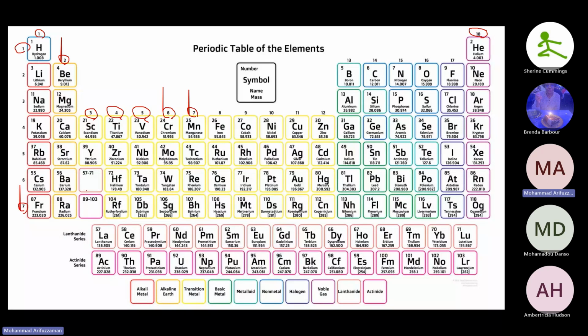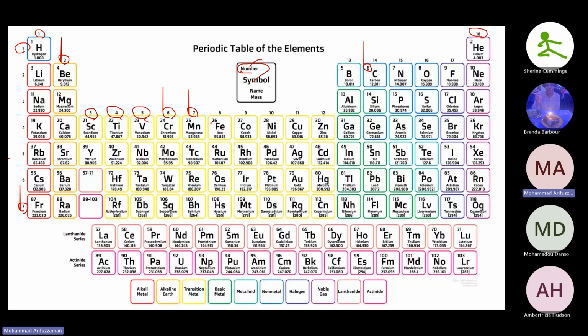Now, you can see each square represents an element. You can find a number, 26, for example. Fe is iron, and you can see the 26. This 26 is the atomic number. So the atomic number of iron is 26. What is atomic number? The number of protons. You can see here carbon, the number 6. That means the number of protons is 6.